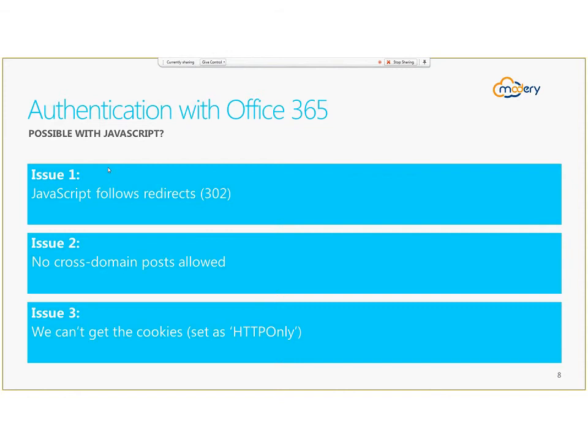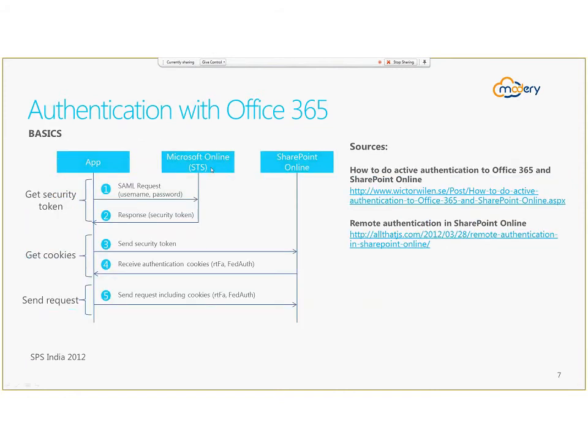First thing, JavaScript follows redirects. So when you send a request to a specific page, and that page redirects somewhere else in the process of receiving that response, JavaScript will follow that redirect and you will not get the proper information that you might need. In our case, this issue occurs when you send the security token here in step 3. You send your token over to SharePoint Online, but SharePoint Online does a brief redirect, JavaScript follows that, and then suddenly you cannot get the proper authentication cookies anymore. So big problem here, we cannot get the cookies.